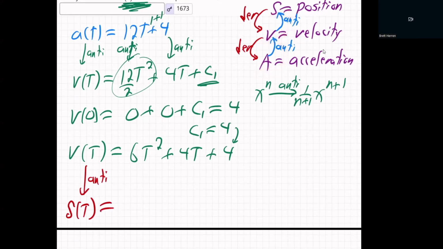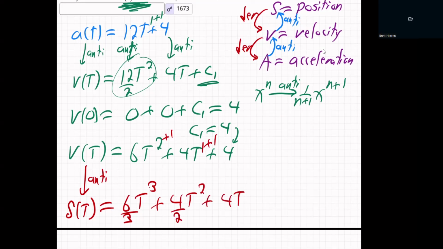So what's it going to be anti? So you got to add 1 to the power, bring the 6 down, add 1 to the power, and then divide by that number, the opposite of the derivative. Plus, bring the 4 down, that's a 1 power, add 1 to the power, t squared, and then divide by that number. Plus, and this has got to be 4t, right? Because the derivative of 4t will go back to 4. Right? I'm doing anti here. And this too is anti because the other way, the derivative would go back.